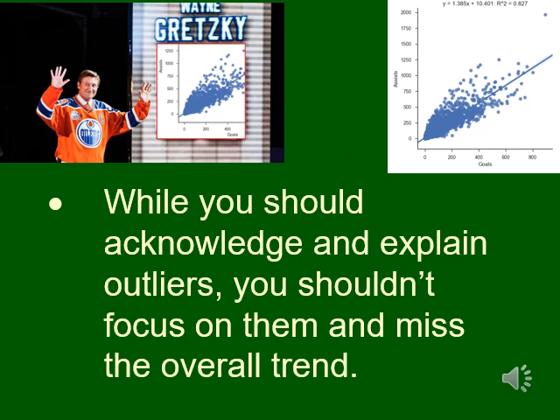I put in here a picture of Wayne Gretzky, who, like 15, 20 years after he retired, still holds a whole bunch of hockey records. And he would be an outlier in many ways. You can actually see his dot clear up at the top right of the graph. And yeah, that's because he had more goals and assists than pretty much anybody else that's ever played hockey, so he lies outside of the trend.